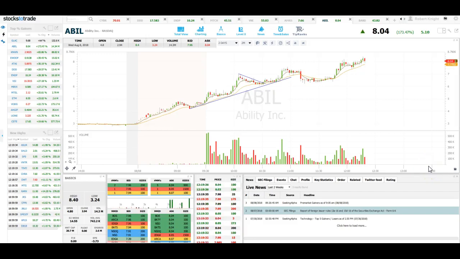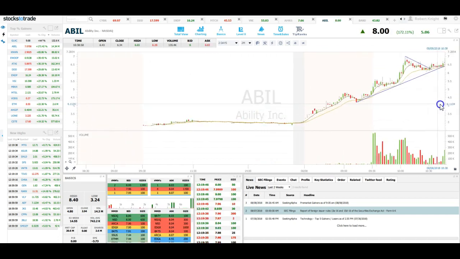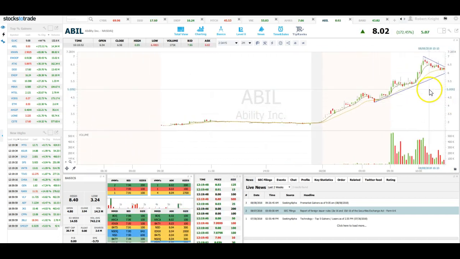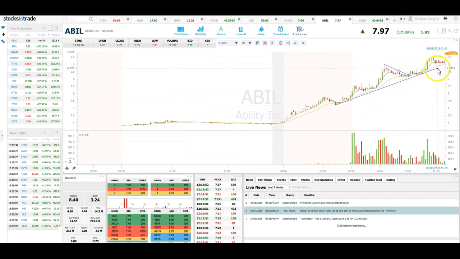Okay, so we're going to talk about the channel line, the lower channel line, and how do you know where to buy it or when to buy it? And this, well, let's use this one here, this ABIL. So the stock is trending upwards here.